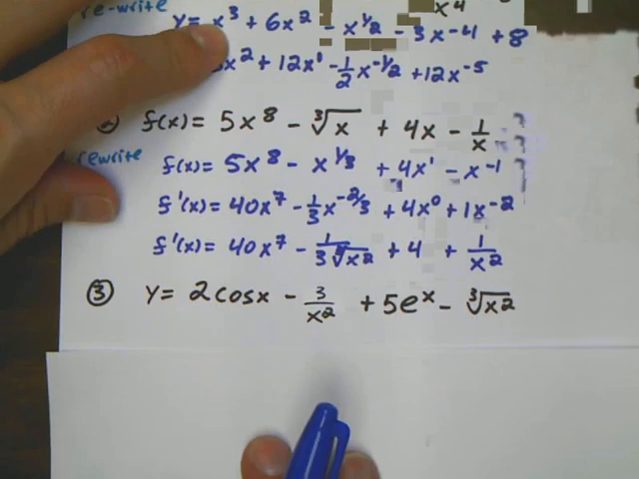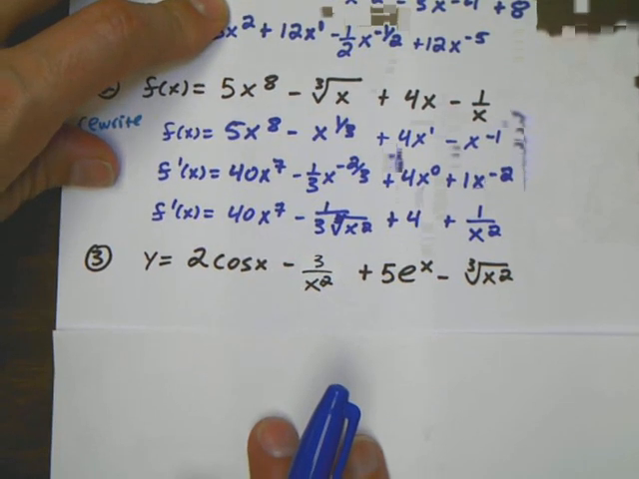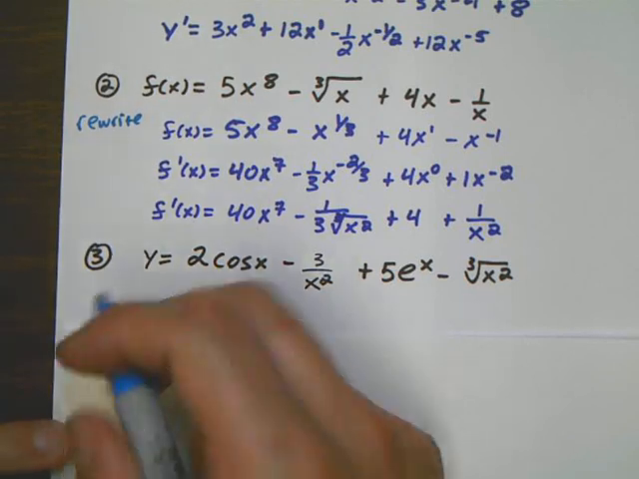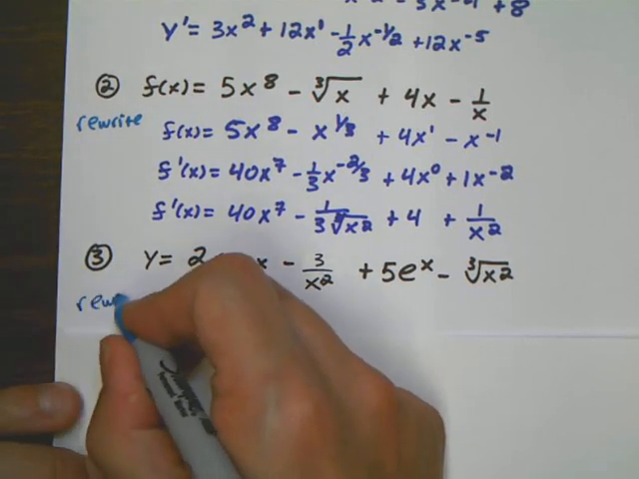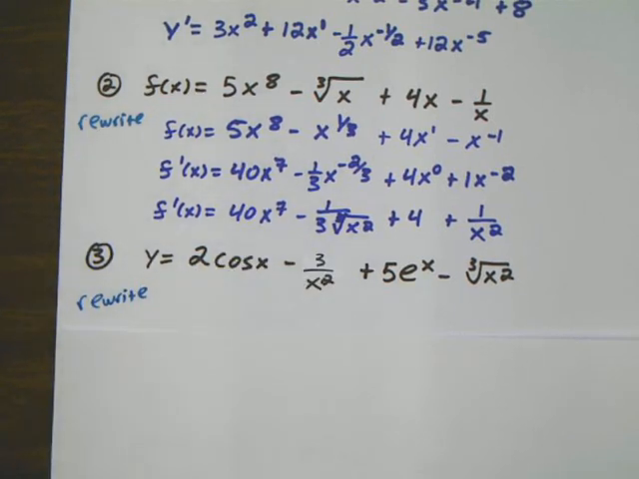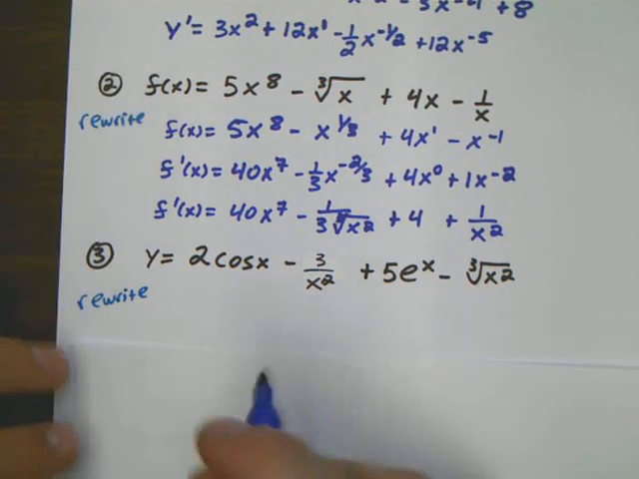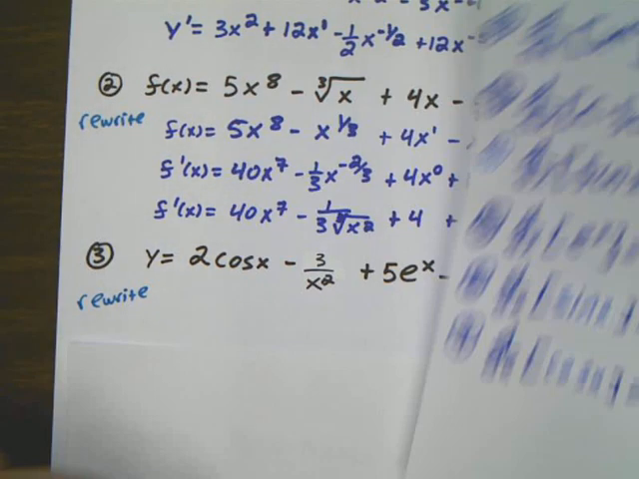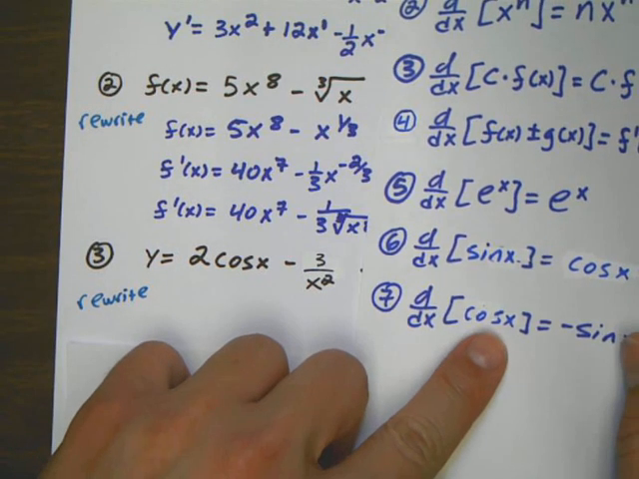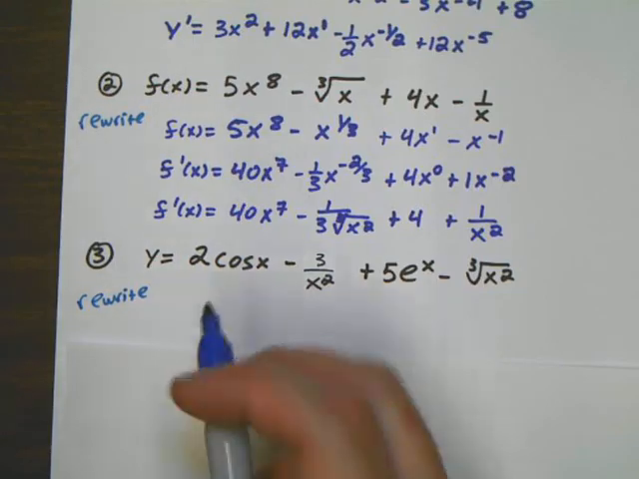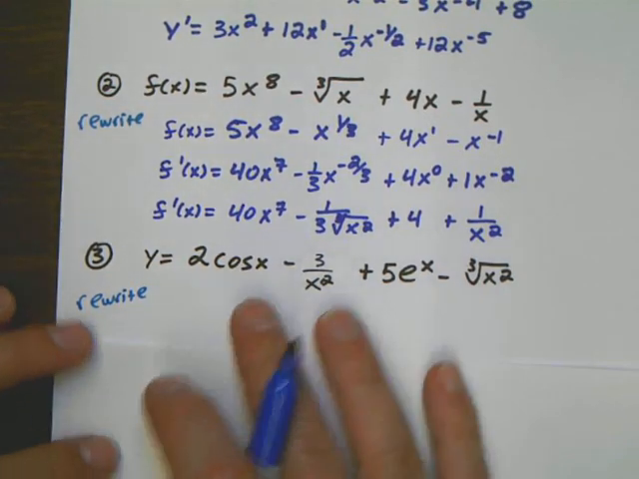One last example. Again, I have to do the rewrite, and this is going to get me back to my derivative rules. The derivative of cosine is negative sine. Oops, hold on. Backtrack. I don't need the derivative just yet.